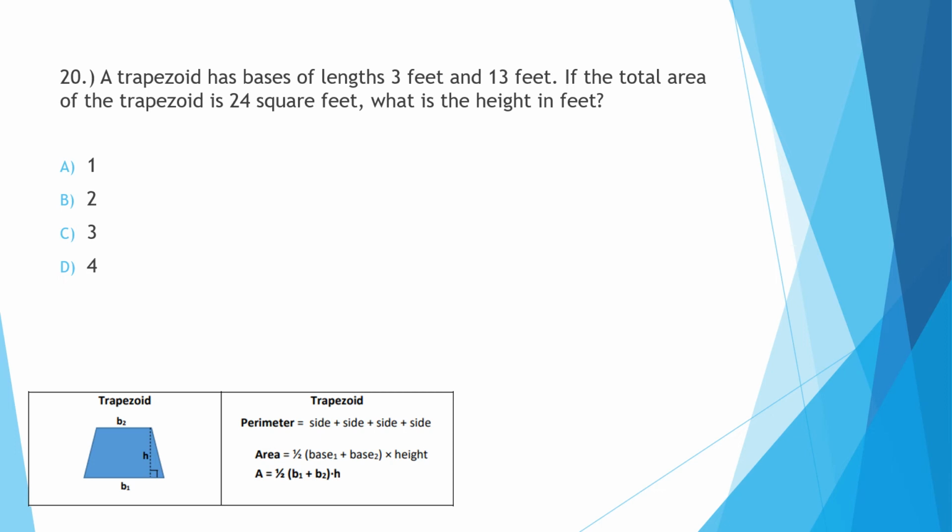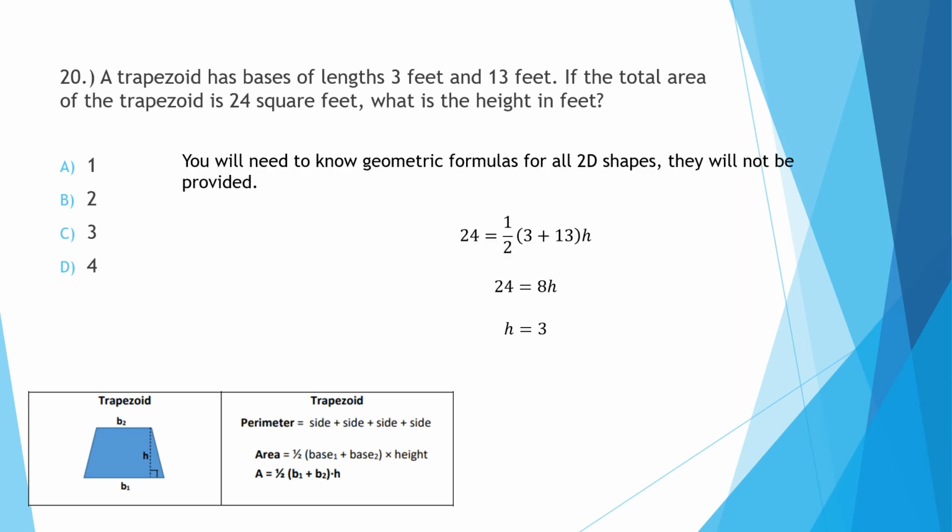The area of a trapezoid is 1/2 times base 1 plus base 2, and then multiplied by the height of the trapezoid, or A equals 1/2 (B1 plus B2) multiplied by h. Since we know the area and the two bases, let's plug those into the formula and solve that formula for the height. Notice that 24 is equal to 8h. Dividing both sides by 8 gives us a height of 3.